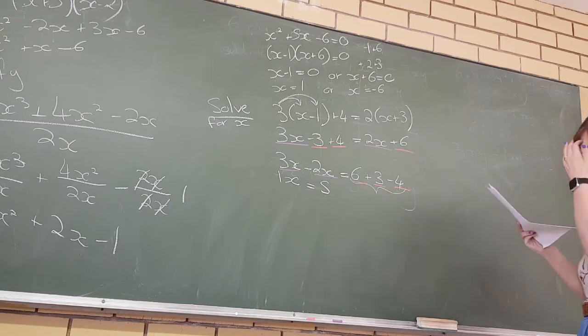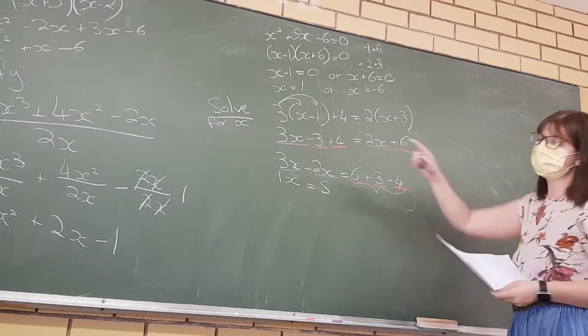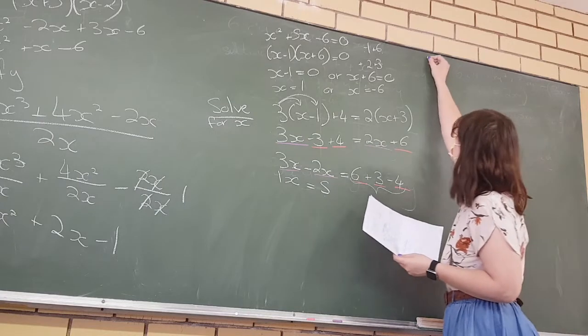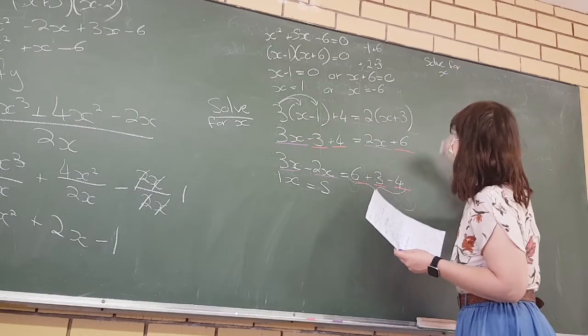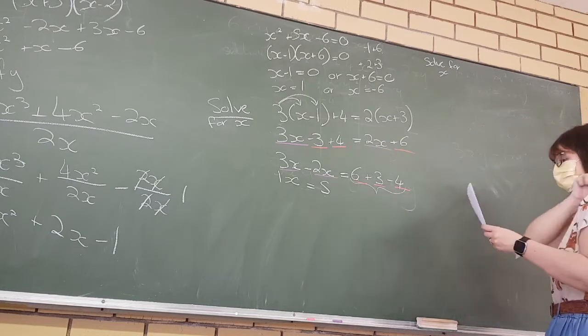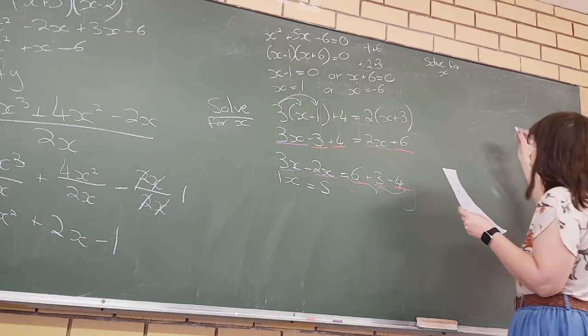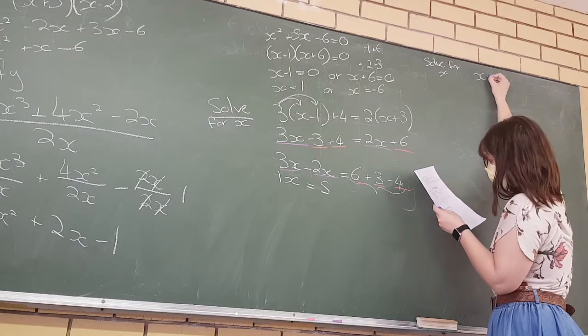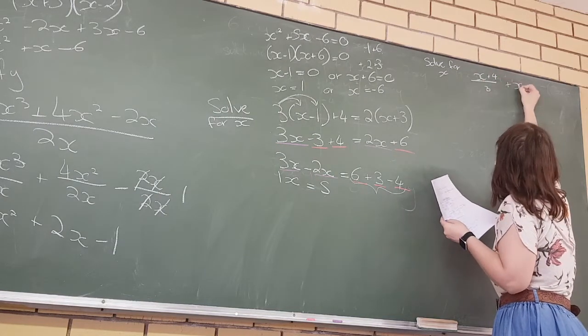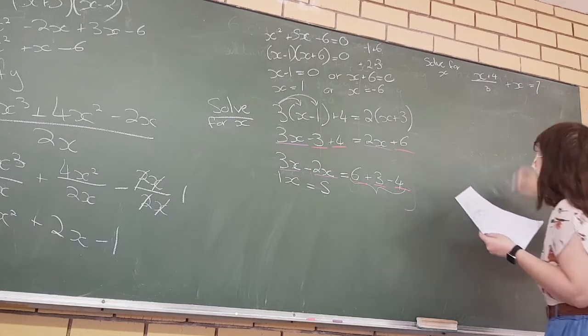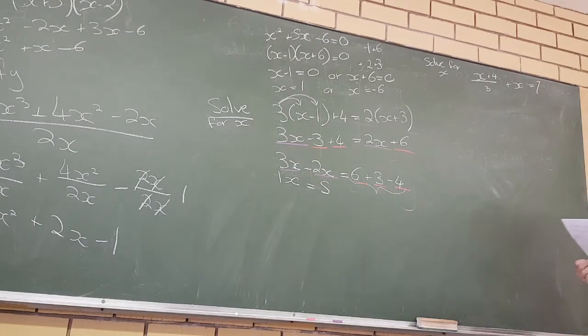Alright, so now I have to solve for x. So I'm still solving for x. It's still the same. But now I have x plus 4 over 3 plus x equals 7. Alright, so now I've got a fraction when I'm solving. Anyone know how we solve when we have a fraction?